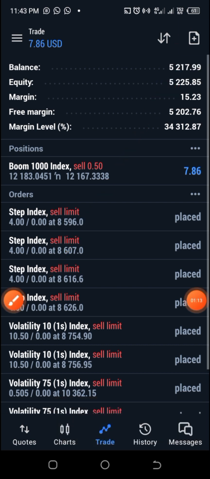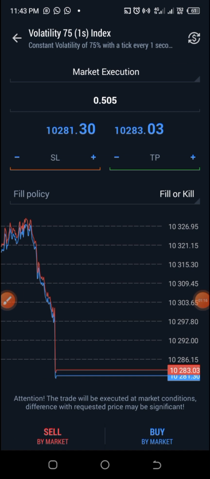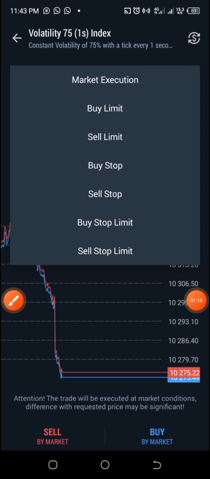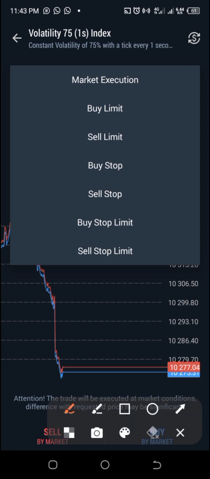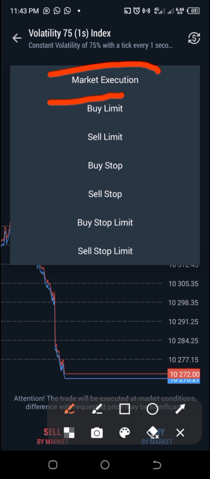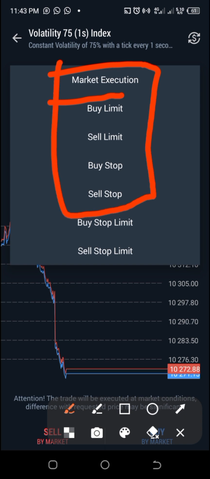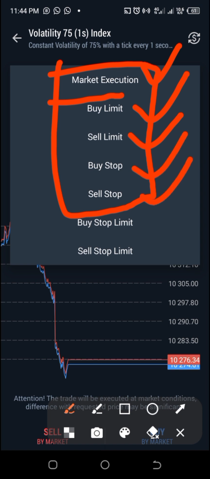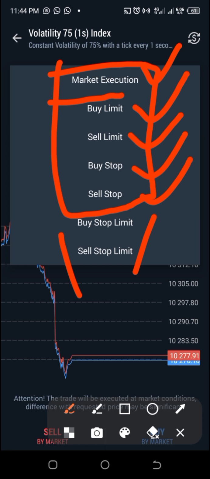Okay, so let me click there. So once you reach here, you are going to see this market execution. I think it is the same case with the MT4. So you click on market execution, and I'm going to cover actually these 5: market execution, buy limit, sell limit, buy stop, sell stop. I won't cover these ones because ever since I started Forex trading, I have never used them. So let me focus on these ones, and I think that's what most of the traders use.